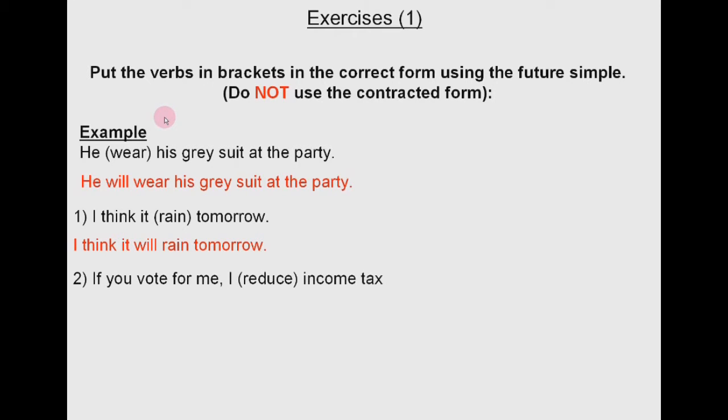Question 2. If you vote for me, I something income tax. Again, I will give you just a few seconds, 5 seconds, to think of the answer. And the answer is, if you vote for me, I will reduce income tax. So this is a promise, in fact. Okay? And this one was a prediction.